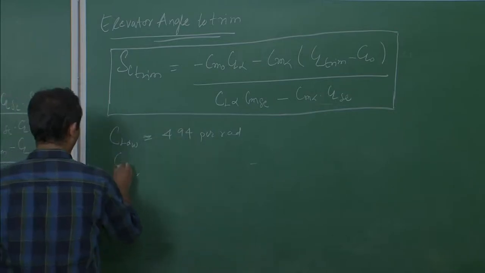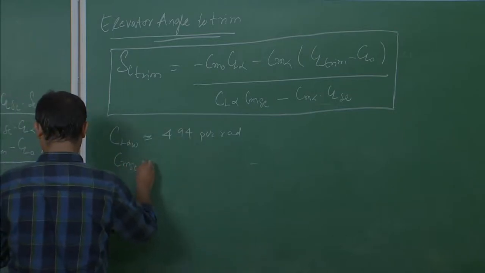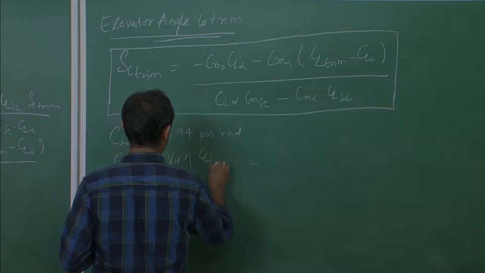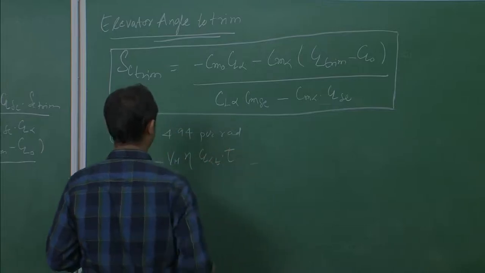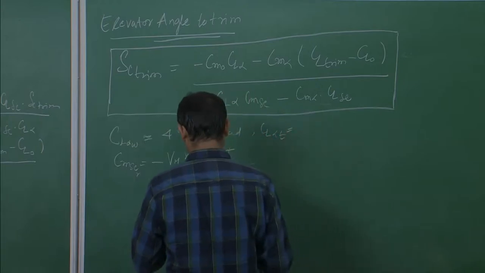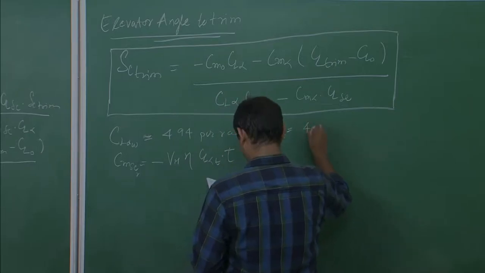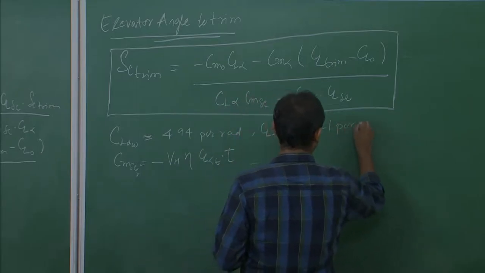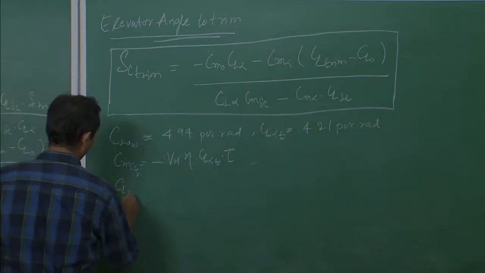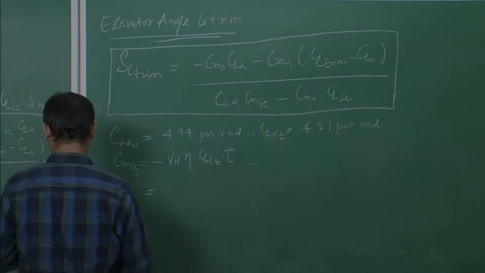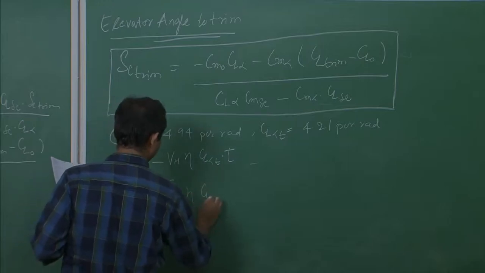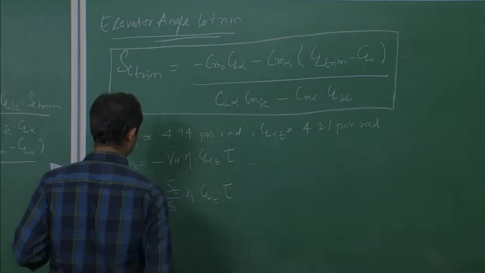And the formula which we derived today, that is CM delta E is minus VH eta CL alpha T into tau, with CL alpha T, which yesterday we calculated, being 4.21 per radian. Similarly, CL delta E we derived, which was ST upon S eta CL alpha T into tau.